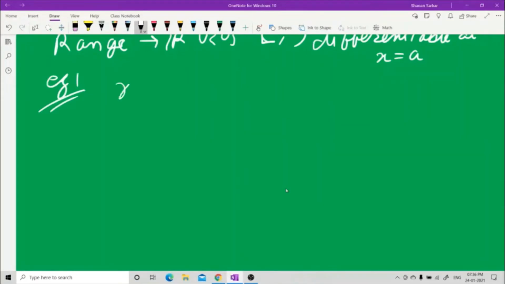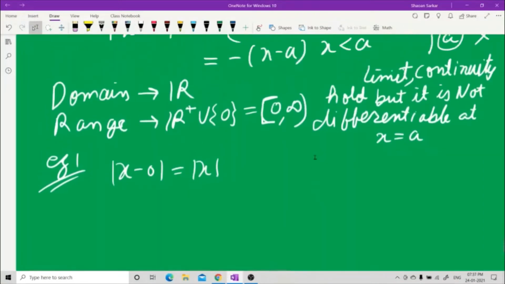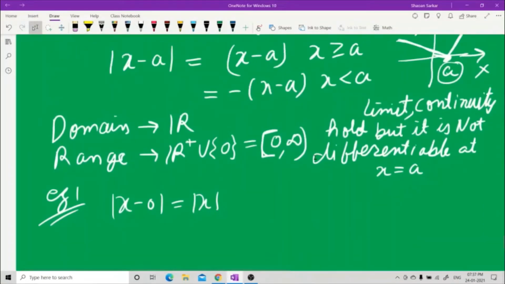Suppose I take x minus 0. That means I'm talking about mod x. But let me show you what was my formula. Let me keep the formula there. Instead of a, you have 0. Now this can be written as x minus 0. You do not write x minus 0, you can just write like that only. x for x greater than equal to 0 and minus x for x less than 0.